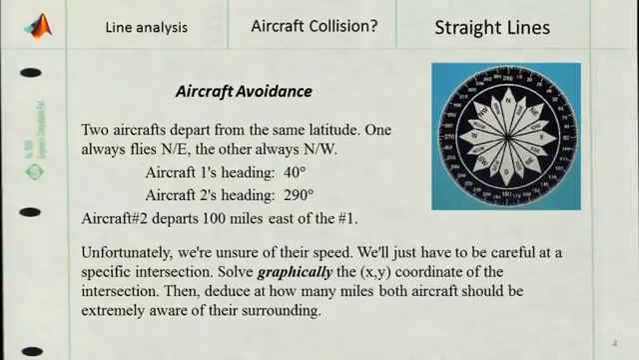Now that we've seen all this, quick review. We're going to solve an example where we have 2 aircraft flying towards each other, unfortunately. Aircraft 1's heading is 40 degrees, aircraft 2's heading is 290 degrees. Aircraft 2 departs 100 miles east of number 1. We do not know their speed, so one way that we can solve this is graphically. We can draw the 2 lines and see where they intersect. That way, we'll be able to deduce at how many miles both aircraft should be extremely aware of their surroundings.